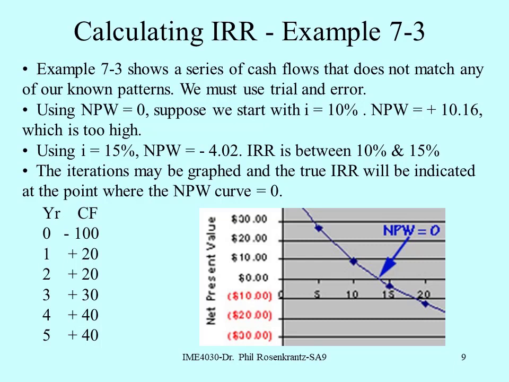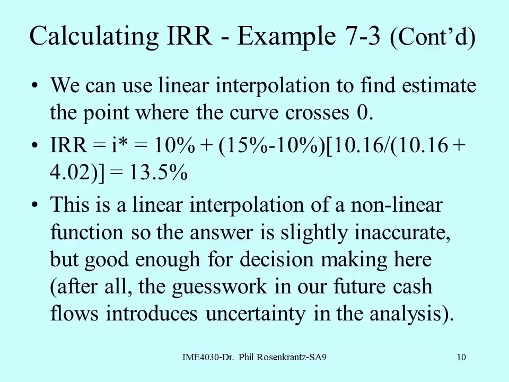And so how are we going to find that point? We've got a number that represents net present worth at 10%. We've got a net present worth at 15%. So what we do is use linear interpolation to find where it crosses the 0 line. If you go to slide number 10, you'll see a linear interpolation formula where all we're doing is prorating, a standard type of interpolation that you should have used somewhere in your past, and we get an interest rate of 13.5%.